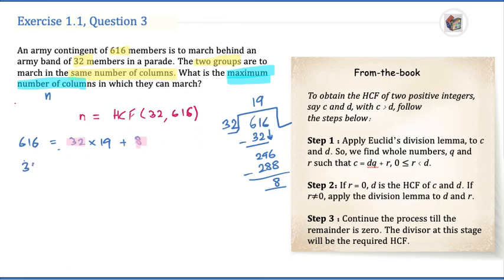Now once you work with 32 and 8, you don't need any long division for that. This is just 8 times 4 plus 0. That means the remainder at this stage is really 0, and so the divisor that you have at the stage when the remainder becomes 0 is the HCF that you are looking for. That means the answer here, the maximum number of columns in which they can march, which is n as I had taken, is equal to 8, and we're done.